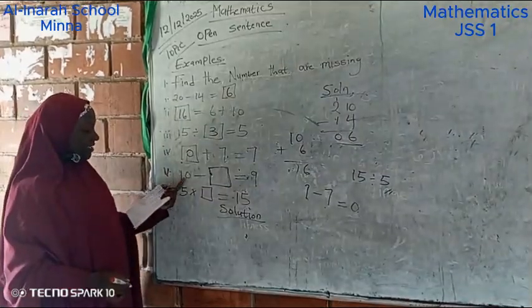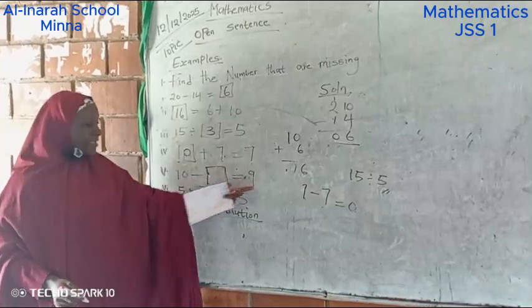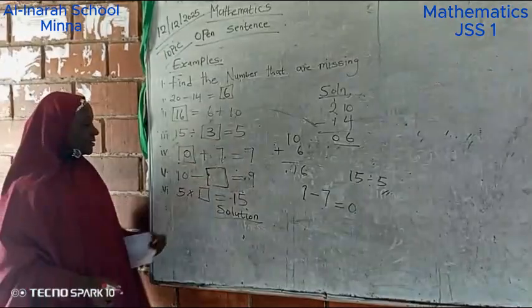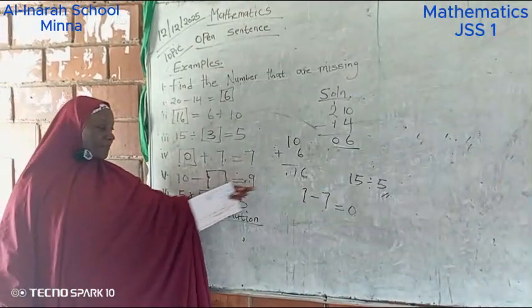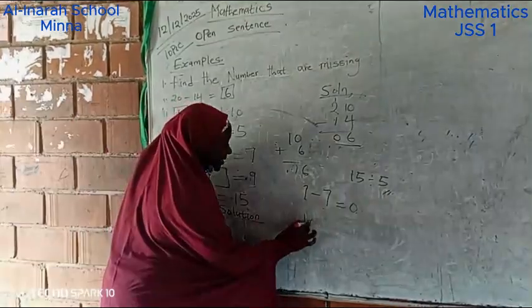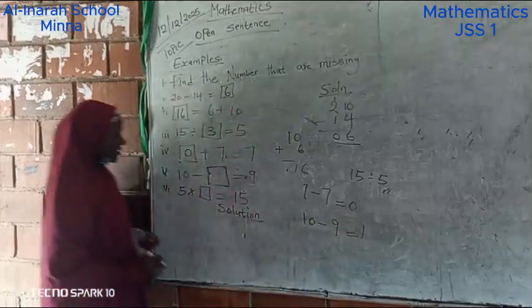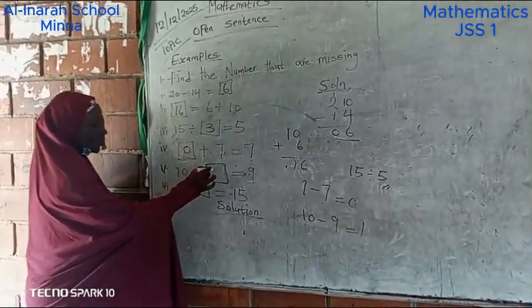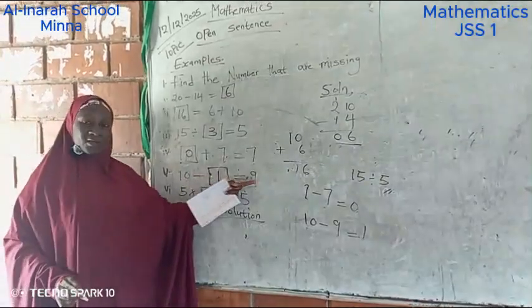Here, the next one, we have 10 minus a missing number, which will be giving us 9. For us to get our missing number, we are going to subtract the smallest number from the biggest number. We have 10 minus 9, which will be giving us 1. That shows that our missing number is 1. That means that 10 minus 1 will be giving us 9.